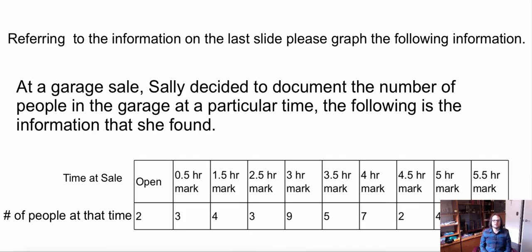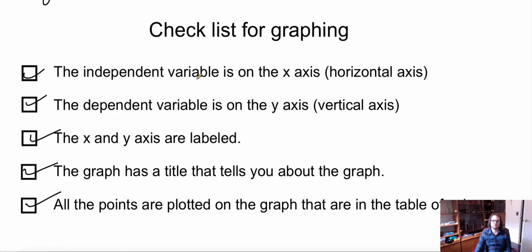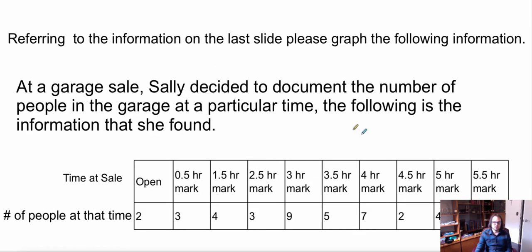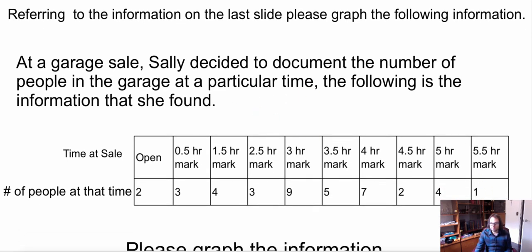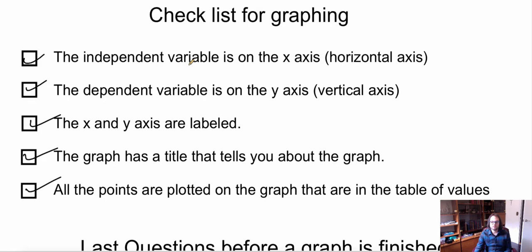So let's go over a couple more examples. And we're going to be constantly going back to this table over here, or to our checklist for graphing. So I really want you guys to copy down this checklist and make sure you're doing this so you know if you're graphing right. Now, in this question here, we have a garage sale. Sally decides to document the number of people in the garage at a particular time following this information that she found out. So before we do this, number one, first thing we must want to do is figure out what is my independent variable and what is my dependent variable, and then put them on the x and y axis. And then we're going to have to label.